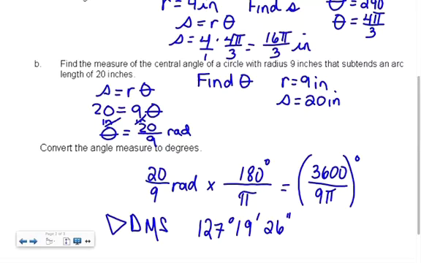Some of you aren't going to get this right, and we want to talk about why. You just have to be reminded of something. When you put 3,600 divided by 9 pi on the calculator, what do you have to remember? I did it differently. I just did 2.22 times 180. You don't want to round it.